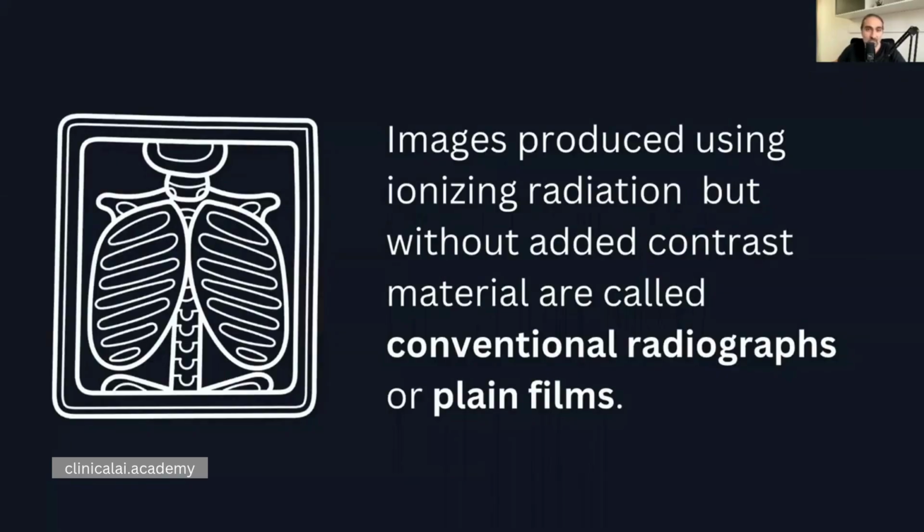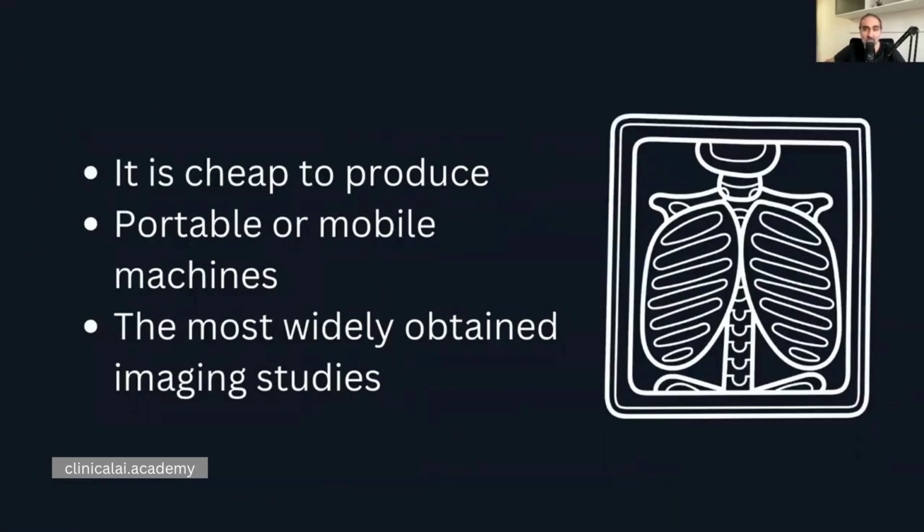Images produced using ionizing radiation but without added contrast material are called conventional radiographs or plain films. It is really popular to order an X-ray or a plain film because it is cheap to produce, it is portable, there are mobile machines, and it is therefore the most widely obtained imaging study.